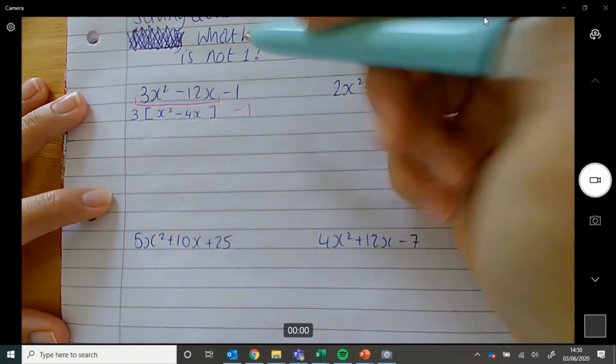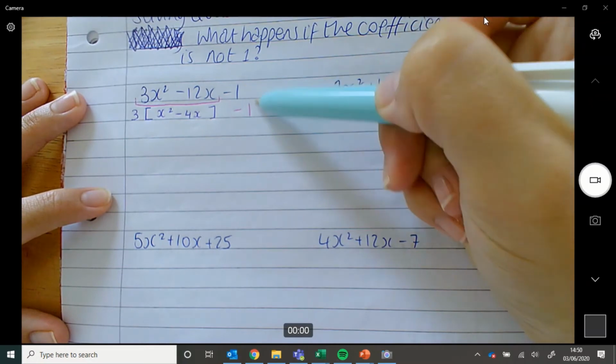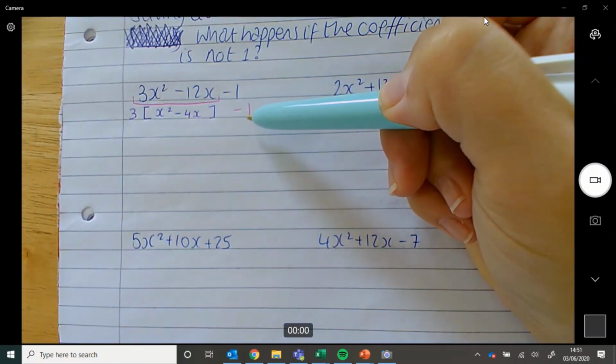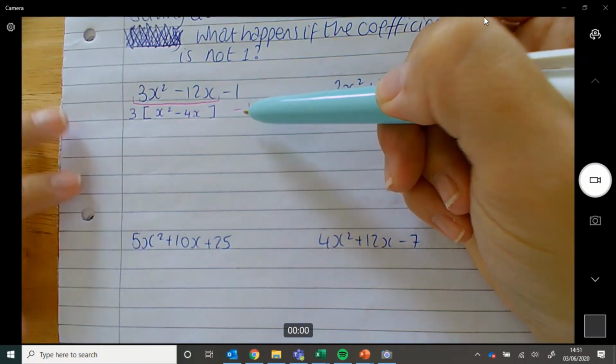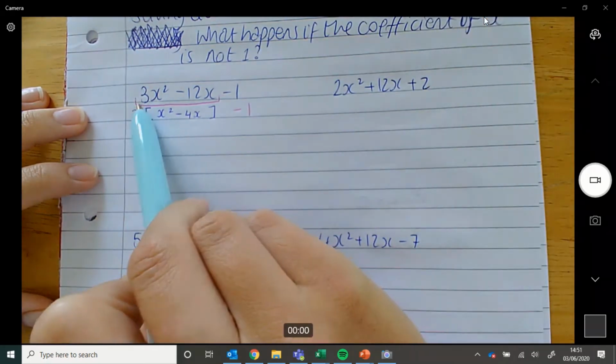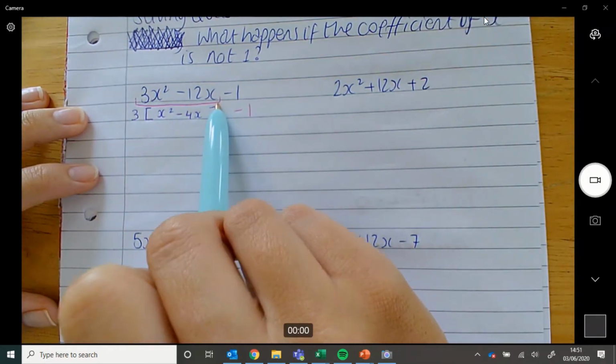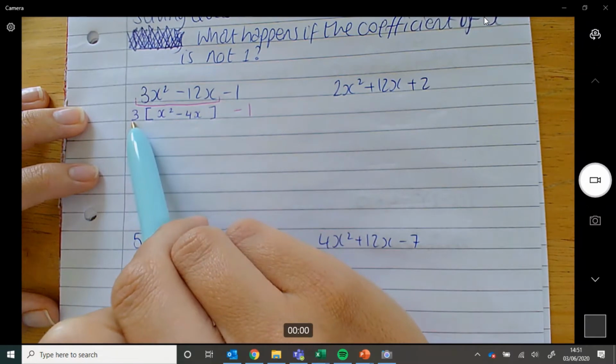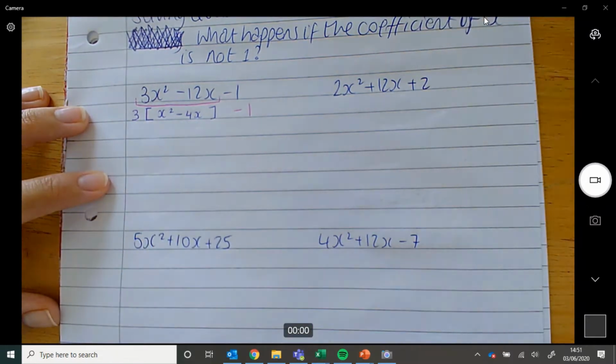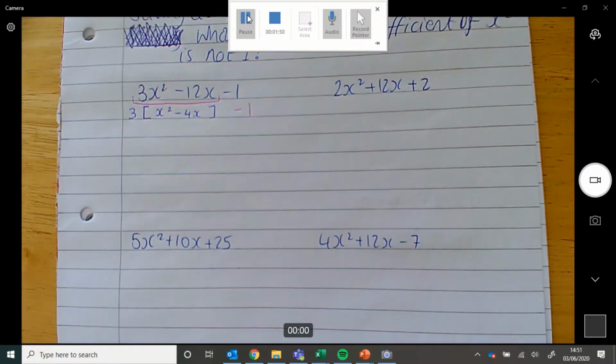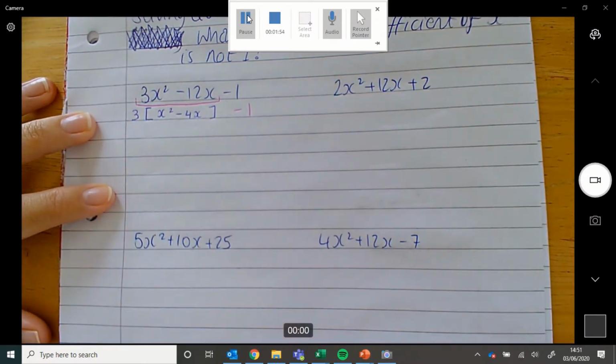So again, I ignored that negative 1, just wrote it down at the side there to remind myself that it's still there, but I'm not going to use it just yet. So I looked at this expression, 3x squared minus 12x, and I spotted that I could take a factor of 3 to the front. I'm then going to complete the square just on what's inside those square brackets.